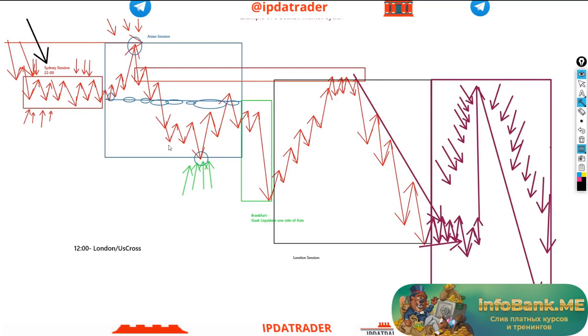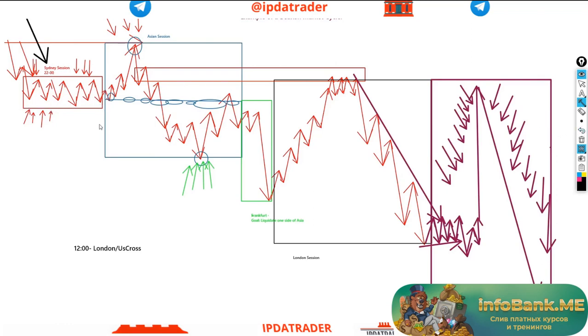And that would be pretty much the Sydney session, right? It will just create liquidity on both sides of the market. Then the next session, which is the Asian session, will raid both sides. I've never seen the case where the Sydney high or low is protected. That usually won't happen at all.